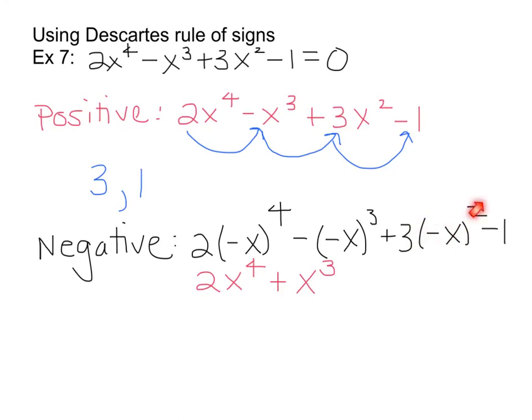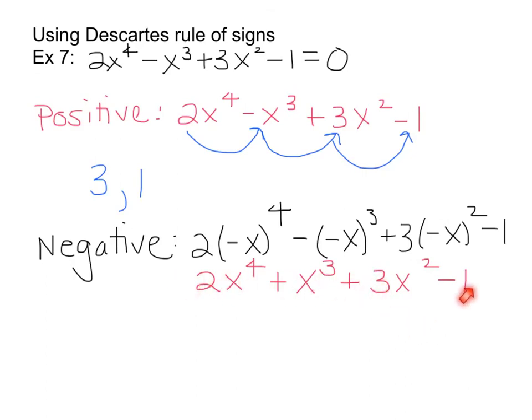Negative x squared becomes positive. Remember, any negative number to any even power becomes positive. And then you just bring down the minus 1. All right, now we're going to count the number of sign changes. So I go from positive 2 to positive 1, no sign change. From positive 1 to positive 3, again, no sign changes. All 3 of these are positive so far.